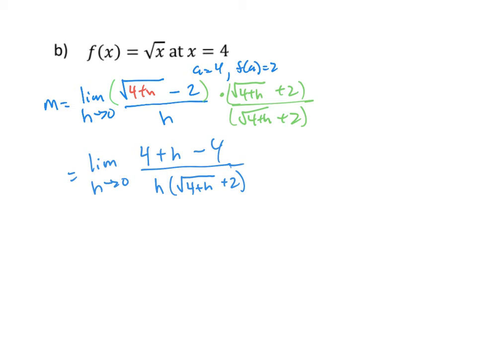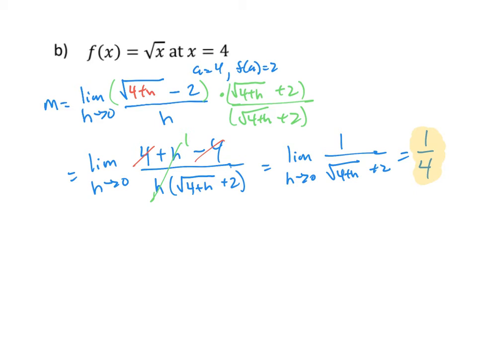The good news here is, check this out, a bunch of stuff cancels. So 4 and minus 4 cancel, and these h's cancel. I'm left with a positive 1 on top. So now the real limit that I have to evaluate, limit as h approaches 0, is 1 over square root of 4 plus h plus 2. And so I plug in 0 and I get the square root of 4, which is 2. 2 plus 2 is 4, so this is 1/4 for the slope. The slope of the tangent line is 1/4.